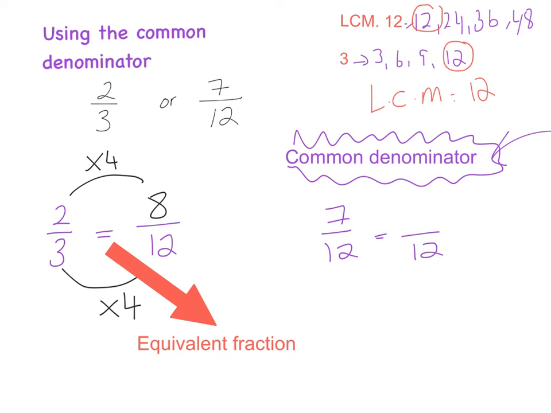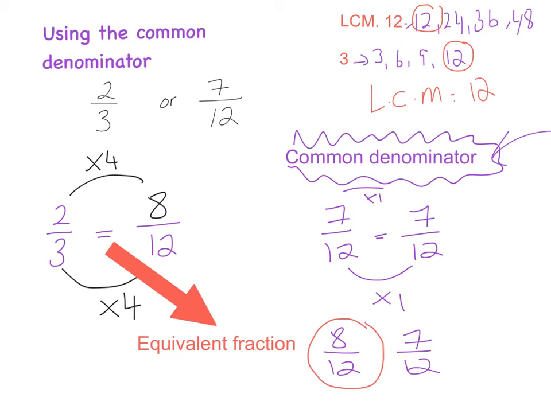Alright, and now I'm going to go over here to my second side, and I'm going to again ask myself the question, well, what do I do to 12 to make it go to 12? And obviously I don't do anything, and if I perform any operation, it's just that I multiply it by 1. So what I do to the bottom, I must do to the top, and 1 times 7 gives me 7 over 12. And so now I have 8 over 12 and 7 over 12. And I can easily see which one is bigger, the 8 over 12. So 8 over 12 is the bigger fraction between 2/3 and 7 over 12.